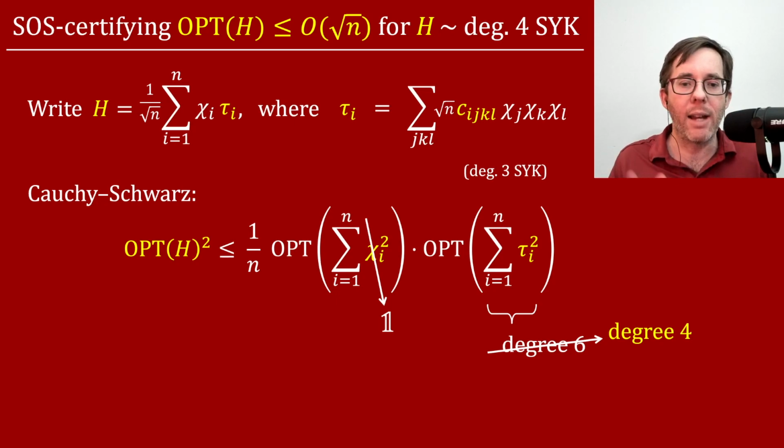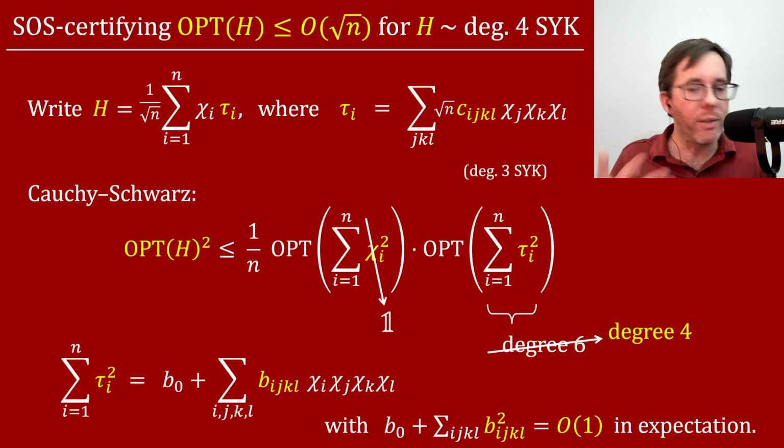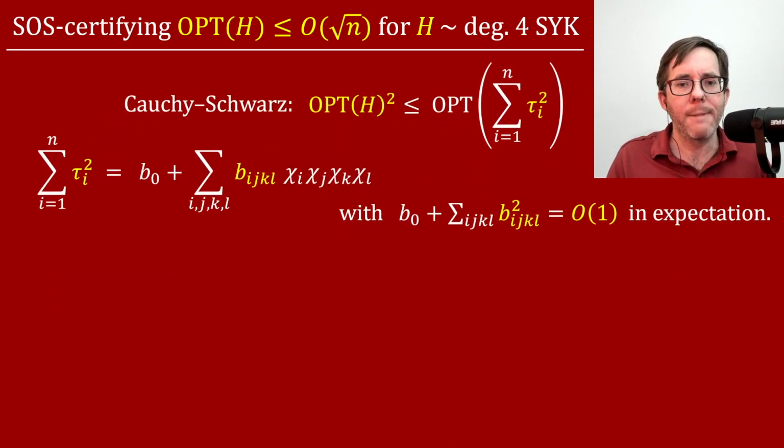But let me just leave it at that and just say that this sum of squares of tau i's is some degree 4 polynomial in the chi i's. And moreover, you can do a bit of calculation and express it like this, some constant b0 plus this degree 4 part with coefficients b_ijkl. And you can show that in expectation, the sum of the squares of these b_ijkl's is order 1, constant.